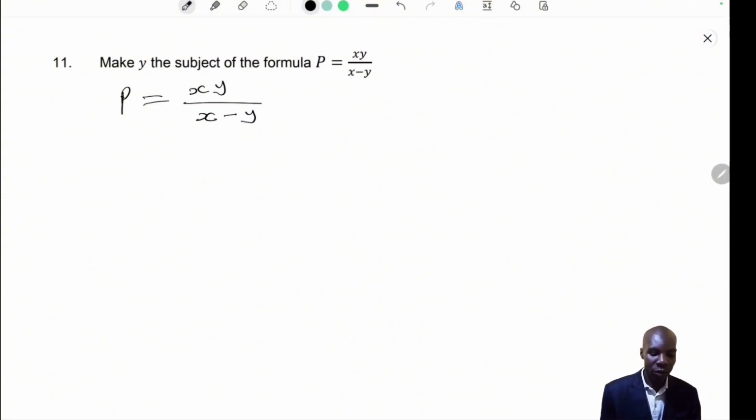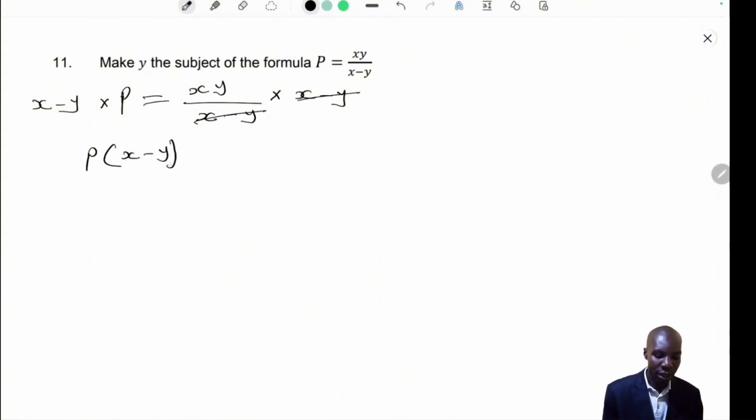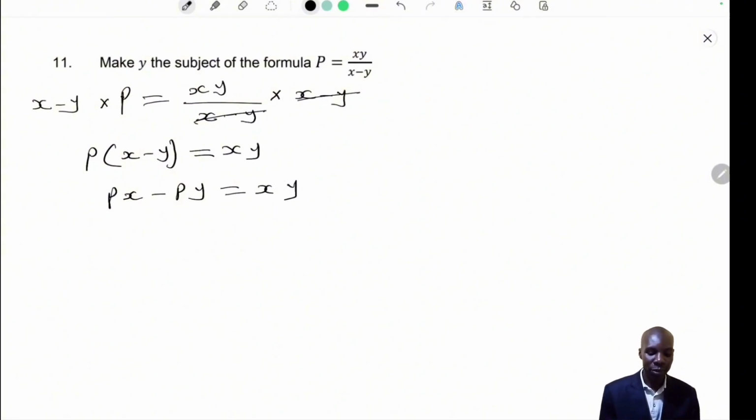So this is what we are going to do. Our concern is to make y the subject. We can cross multiply both sides by the denominator so that we do away with the denominator. So this one will cancel out. So we'll have p in bracket x minus y should give us xy. Then open the bracket on the left hand side, we'll have px minus py equals xy.